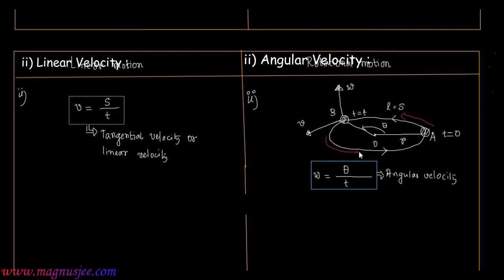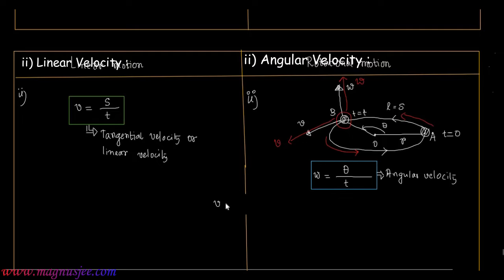Now in the diagram, the body is revolving in a horizontal circular orbit anti-clockwise at the point B. The body has the tangential velocity v along this direction, and angular velocity will be omega. Angular velocity of the body at the point B, omega, will be acting vertically upwards.